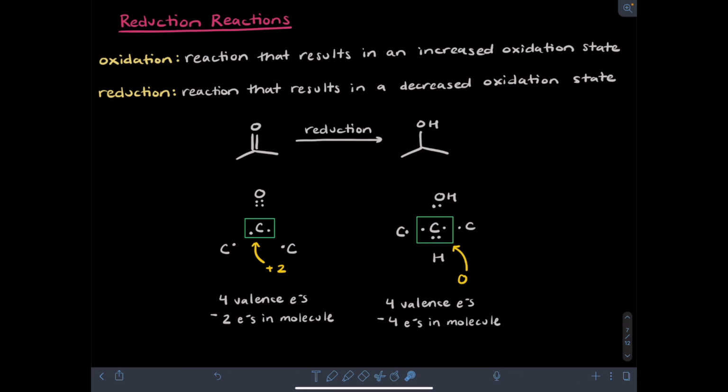So in our reduction reaction, going from a ketone to an alcohol, the central carbon went from a +2 oxidation state to a 0 oxidation state. This counts as a decreased oxidation state, so we can call this a reduction reaction.